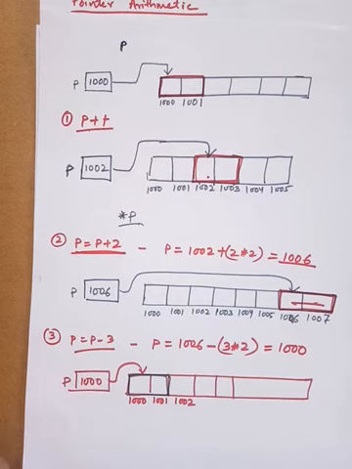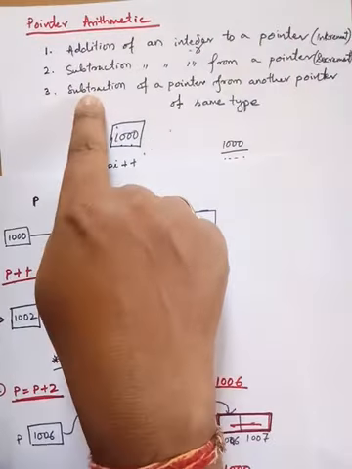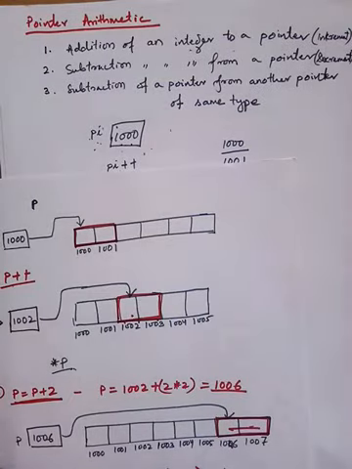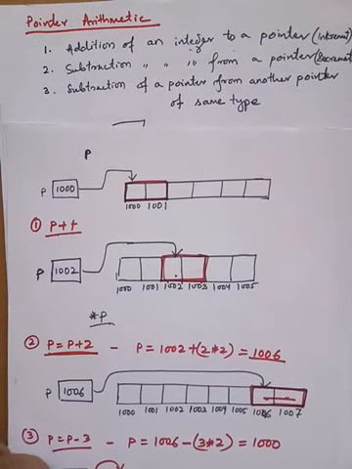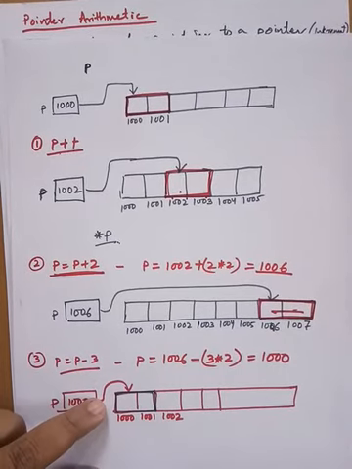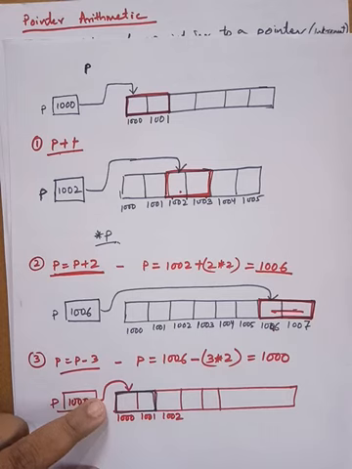Similarly, the third operation is subtraction of a pointer from another pointer of the same type. Subtraction of a pointer from another pointer of the same type returns an integer value which denotes the number of elements between two pointers.